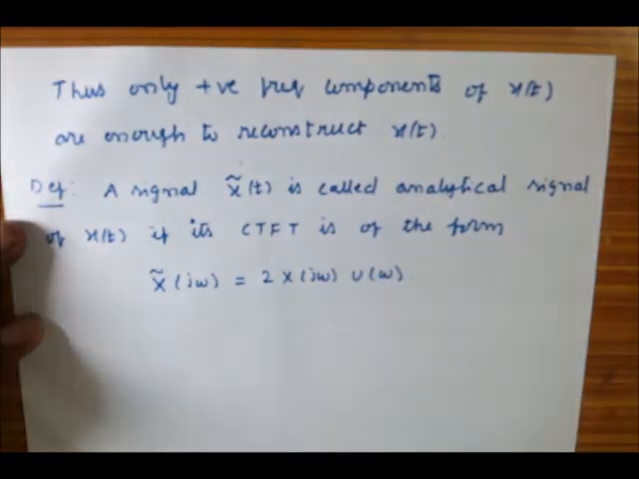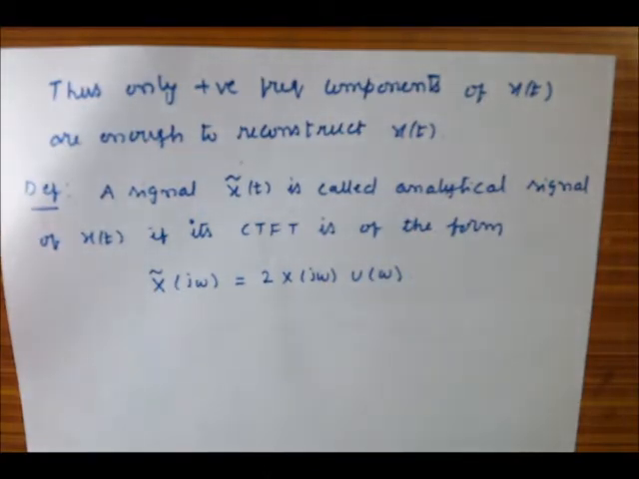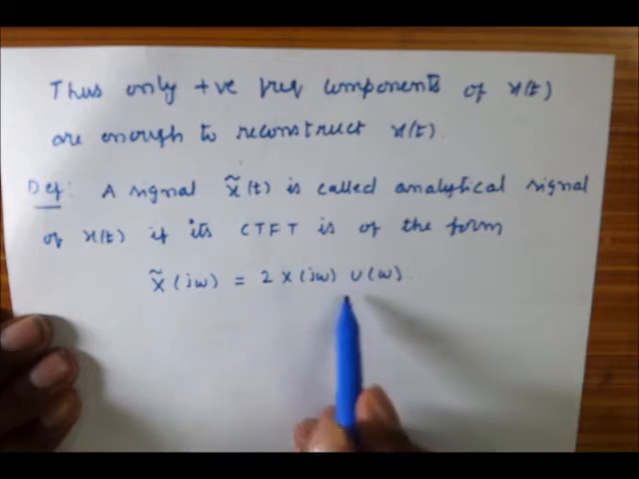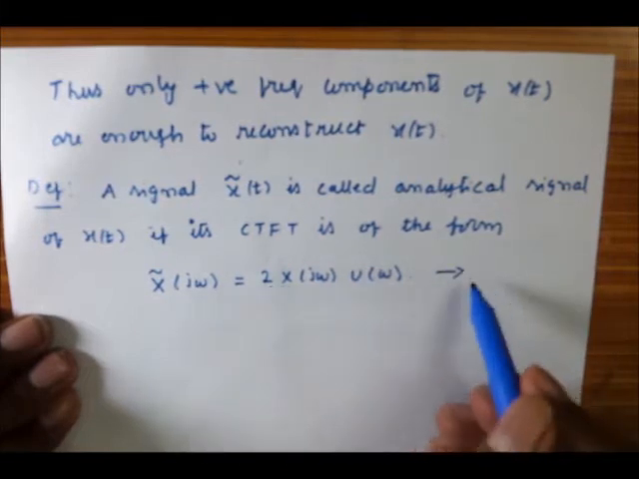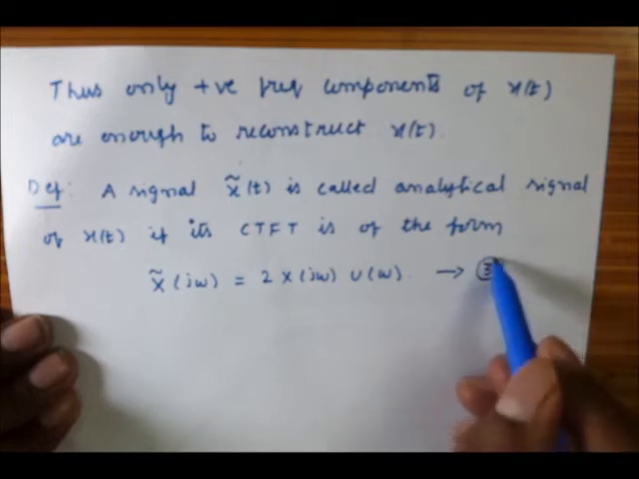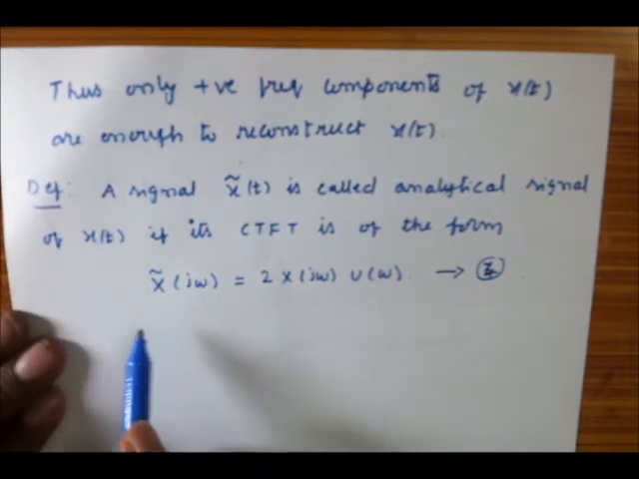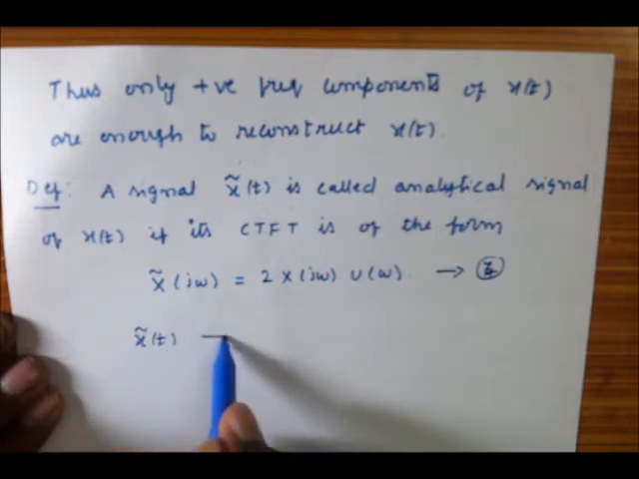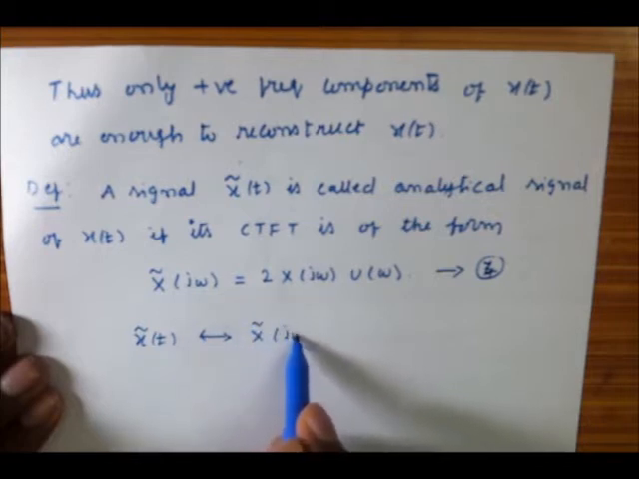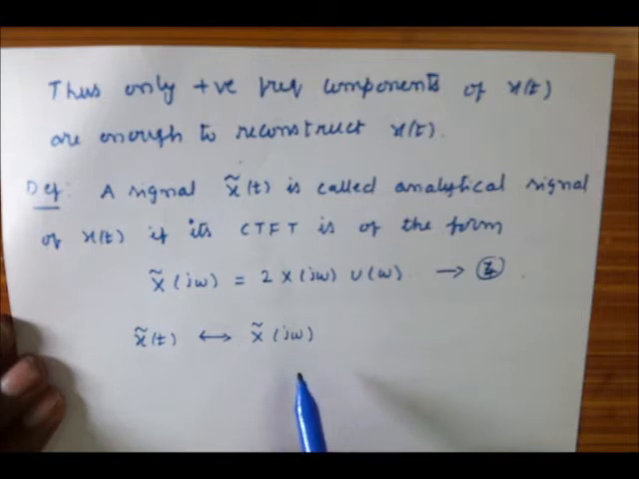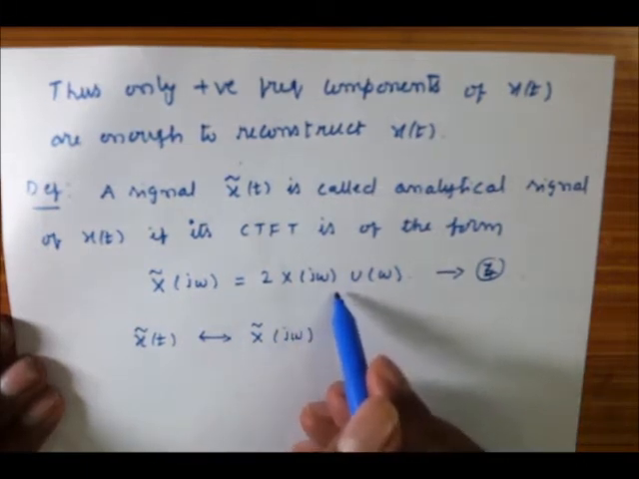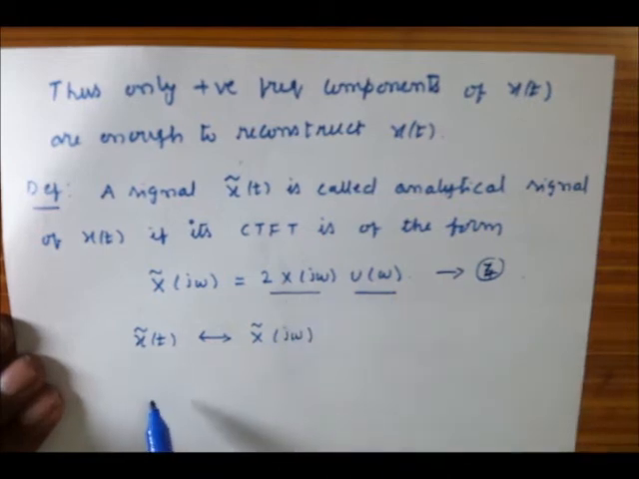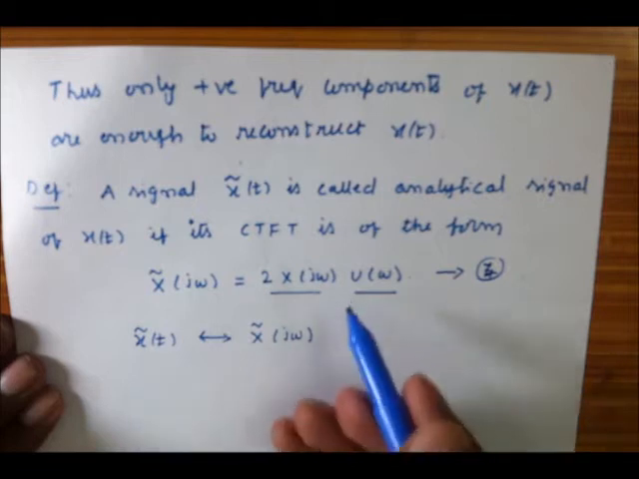So what does it mean? The analytical signal will have only positive frequency components of x of j omega. 2 is a scaling factor, so for convenience we have taken that. So this is equation 4. Now our task is to see the relation between x tilde of t and x tilde of j omega. If you look at this equation carefully, we can see this as multiplication of two Fourier transforms in the frequency domain. Obviously, according to the convolution theorem, it will become convolution in the time domain.